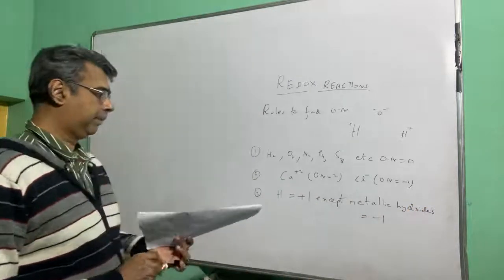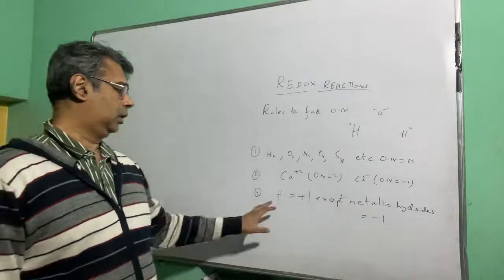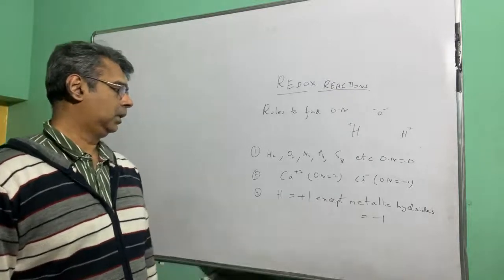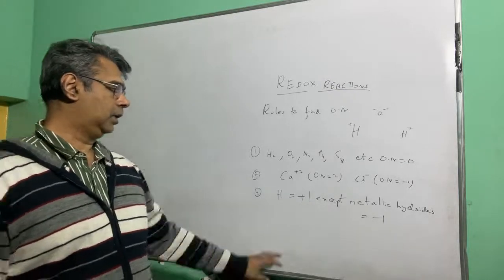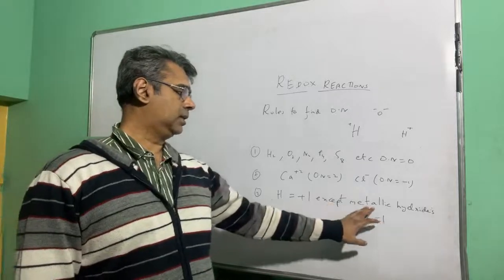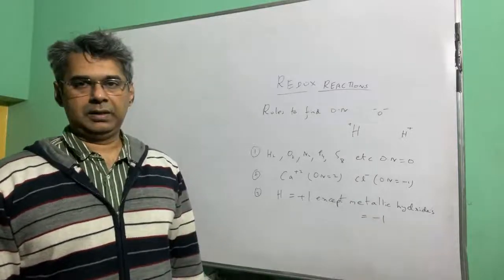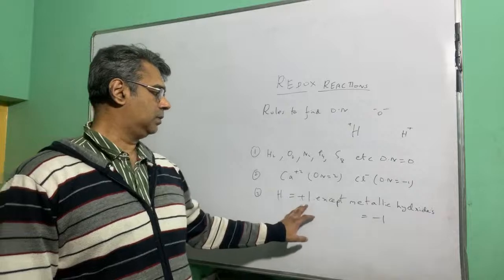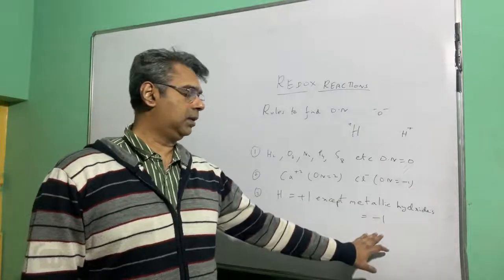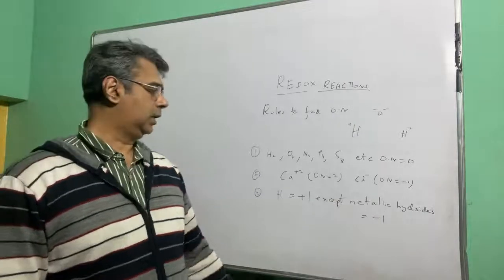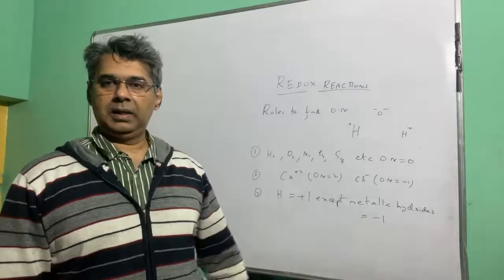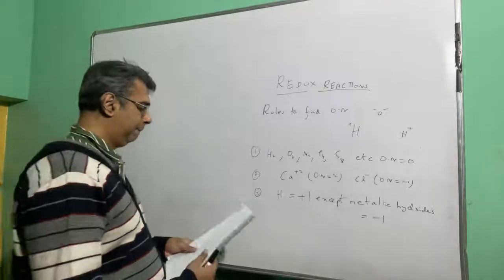Number 3, the oxidation number of hydrogen is always +1 except in the case of metallic hydrides. So hydrogen is always +1, except in metallic hydrides where it is -1.